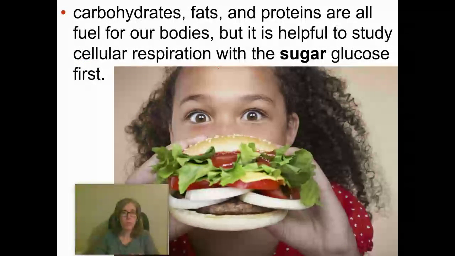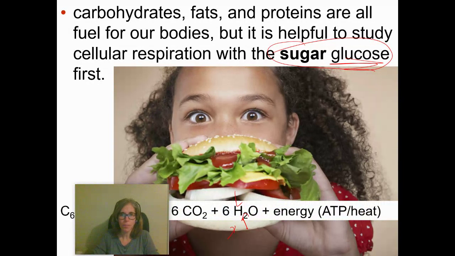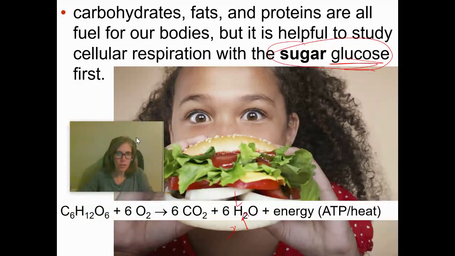So we don't just use glucose for food. We use carbs and fats and proteins to fuel our bodies. But we're going to start by talking about the sugar glucose because it's a little bit easier to talk about that first. And then we'll come back and we'll talk about the proteins and maybe some of the other carbs and some of the fats, which are also actually going to be in there. Yum. All right, here is the overall equation.